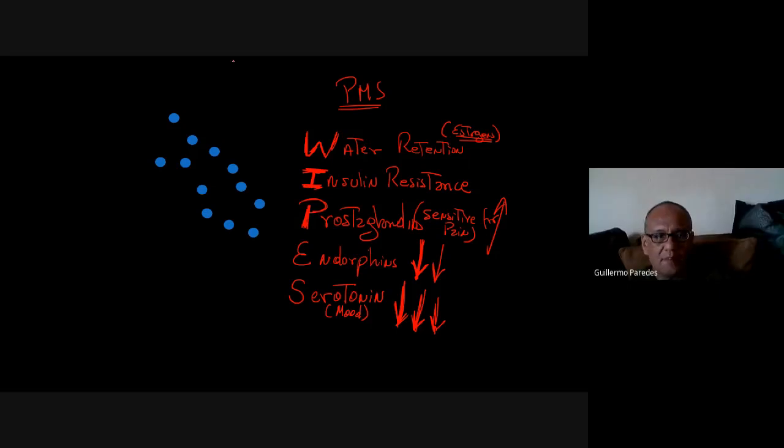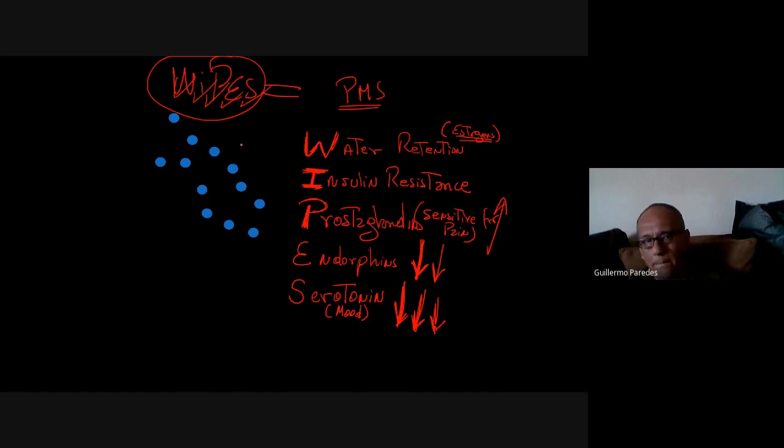WIPES. Water retention, insulin resistance, increased prostaglandins, decreased endorphins, and decreased serotonin. Okay?